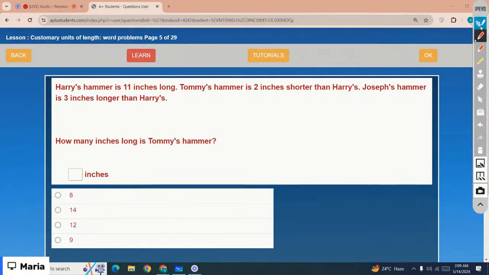You have to find the length of Tommy's hammer, right? Tommy's hammer is 2 inches shorter than Harry's. Shorter it is, so you need to subtract: 11 take away 2 equals 9. The correct option is 9. That is 9 inches long.